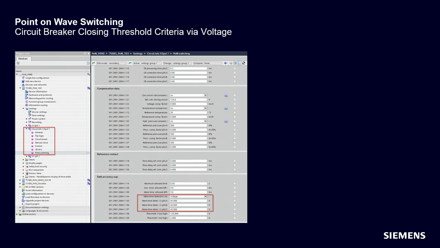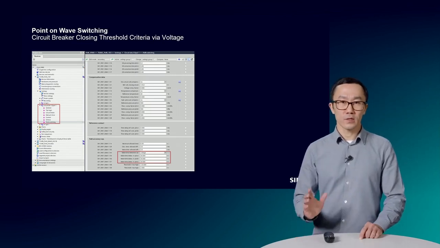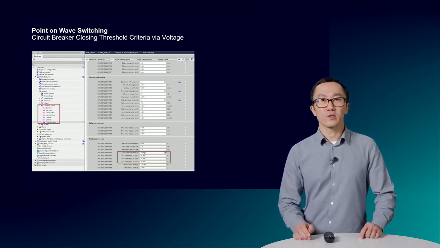So if you are intending to define circuit breaker closing with voltage, then you should choose make time detection via voltage and enter threshold values for each phase. Please keep in mind threshold values must be exceeded for at least 3 milliseconds for 50 Hz application.